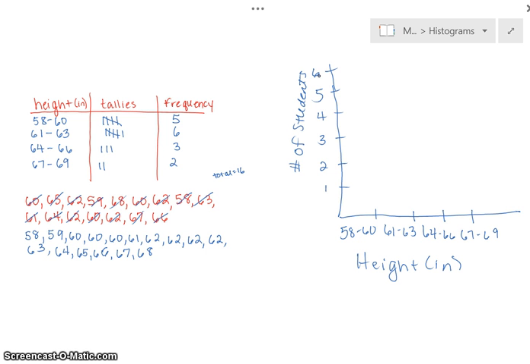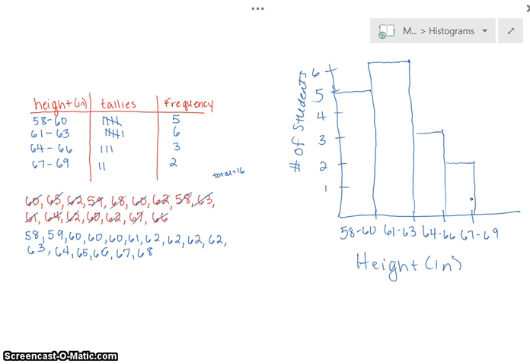And last, you just put your bars in. So for 58 through 60, that bar is going to go up to 5, and I let it touch the axis. 61 through 63 goes up to 6, and our bars touch with a histogram. 64 through 66 goes up to 3. 67 through 69 goes up to 2.